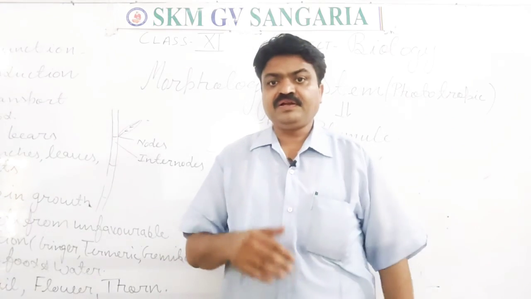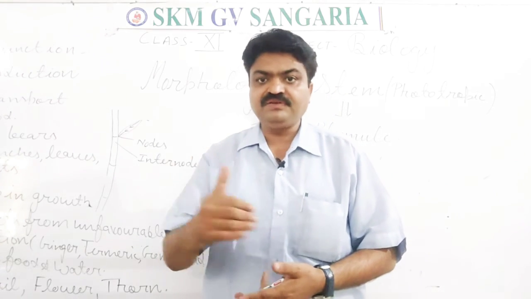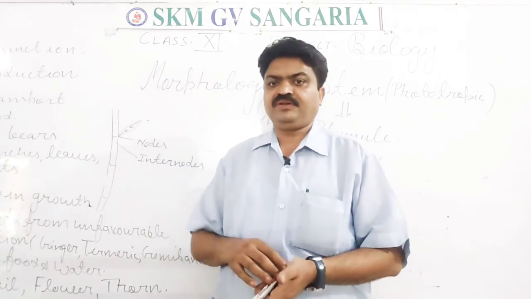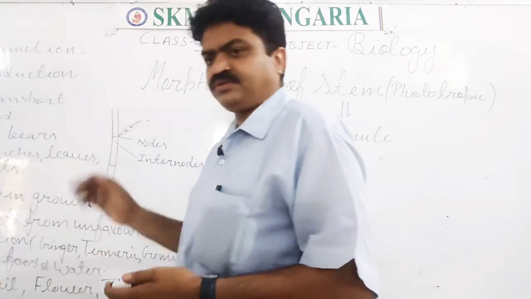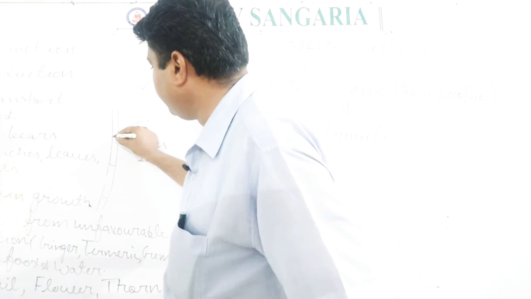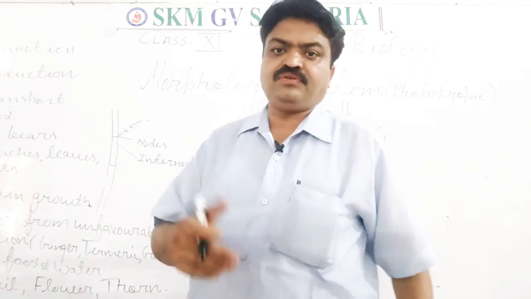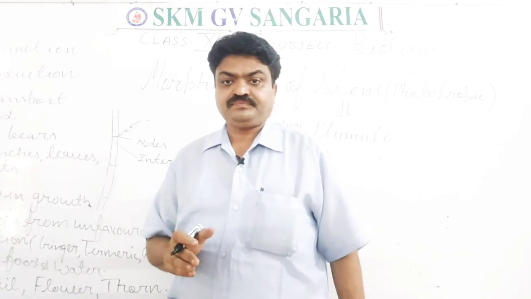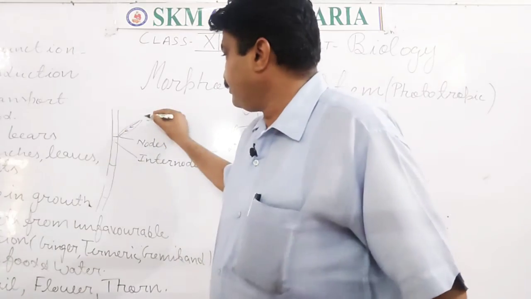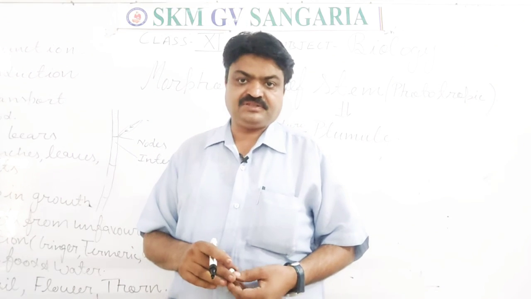With this it has nodes and internodes. With the help of the nodes, the leaves or the branches are produced from the stem. Like I have drawn one stem here, student, and in this one leaf has grown here. So this point is known as the node, and this margin line is known as the internode. So from these parts the buds or the different branches or the leaves grow.